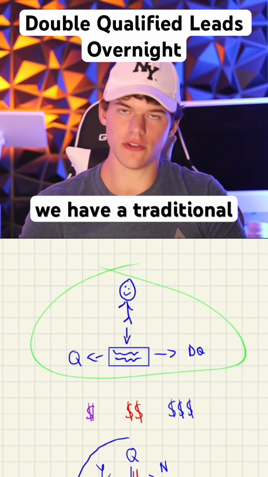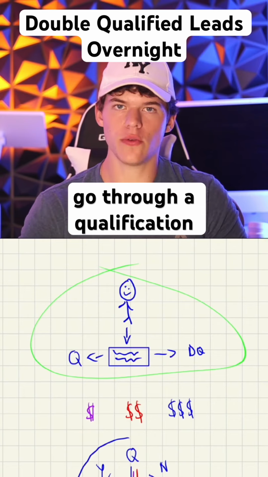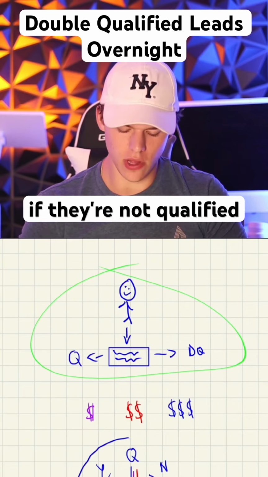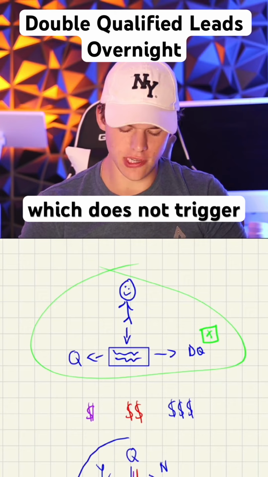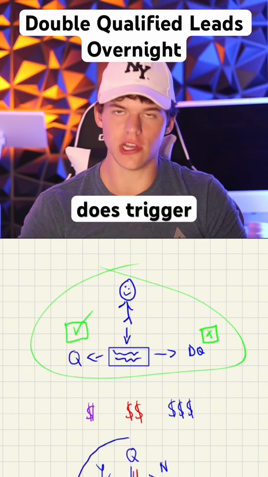Here we have a traditional funnel. What happens in a traditional funnel is the person comes in, they go through a qualification step. If they're not qualified, they're sent to a DQ page, which does not trigger the pixel. If they are qualified, they're sent to a booking page, which does trigger the pixel.